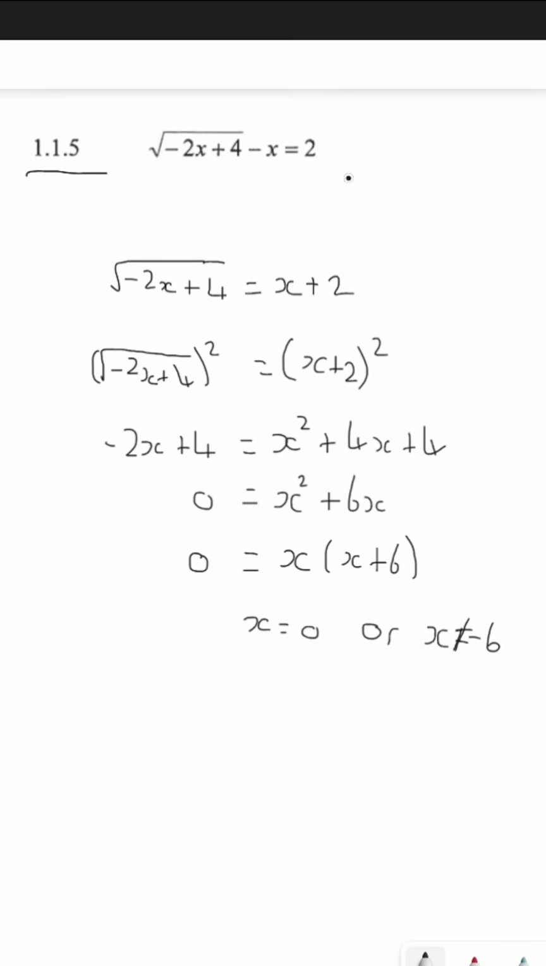Question 1.1.5, a 4-mark question over here, is usually some sort of restriction. So what we have is an x over here and an x over here, and that's why at the end of this whole thing we're going to have to plug our values back in to see which one doesn't work. Usually one of them doesn't work.